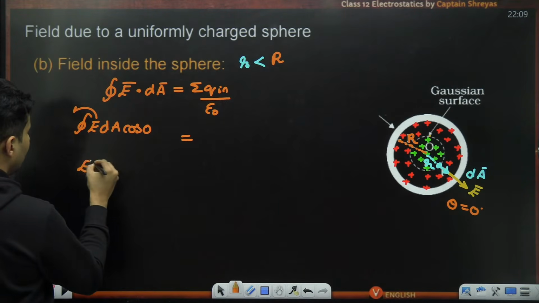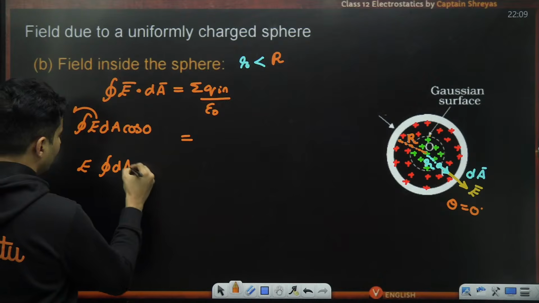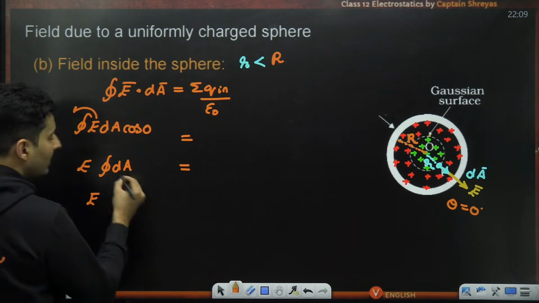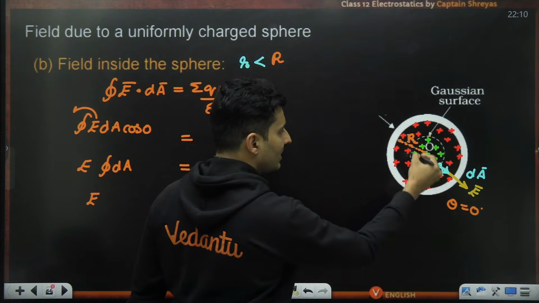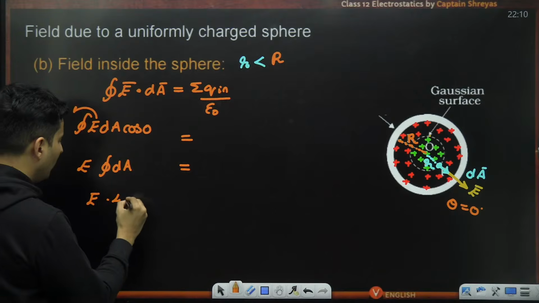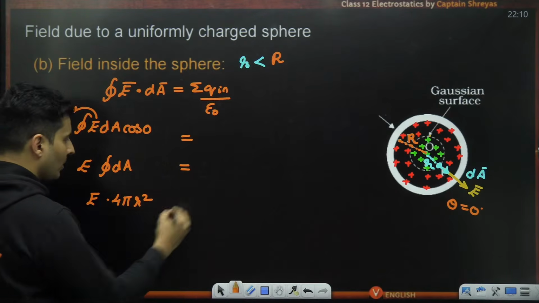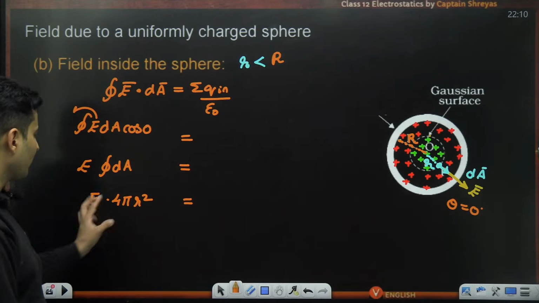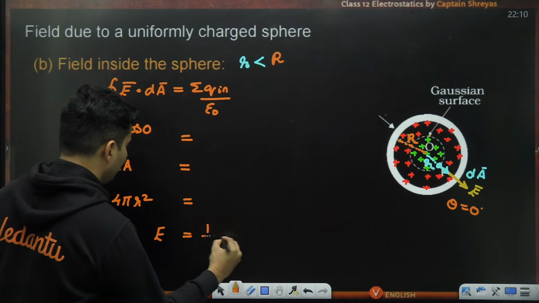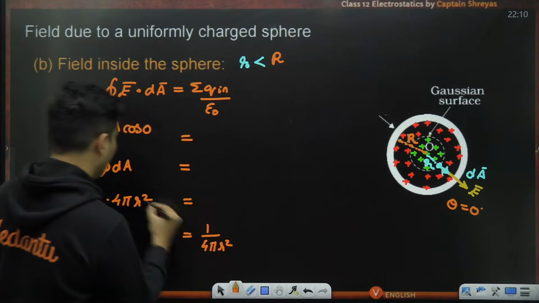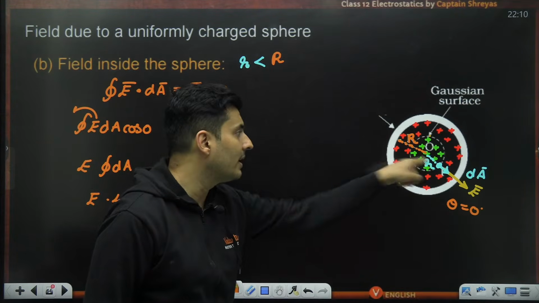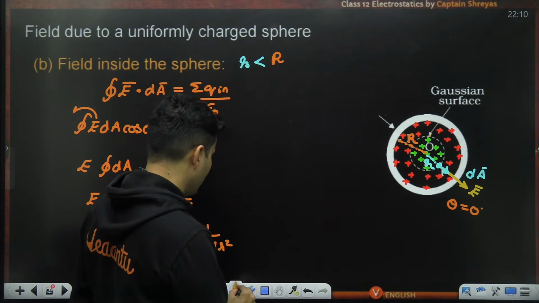So it will be E integral of dA, cos 0 was anyways 1, is equal to integration of dA. That means integration of this particular area of that Gaussian surface, which will be nothing but 4 pi small r square. Next step, we can take it on the other side so that we get the value of the electric field, which is 1 by 4 pi r square and whatever was there over here. Now be careful, whatever is the charge inside will be only that green part.